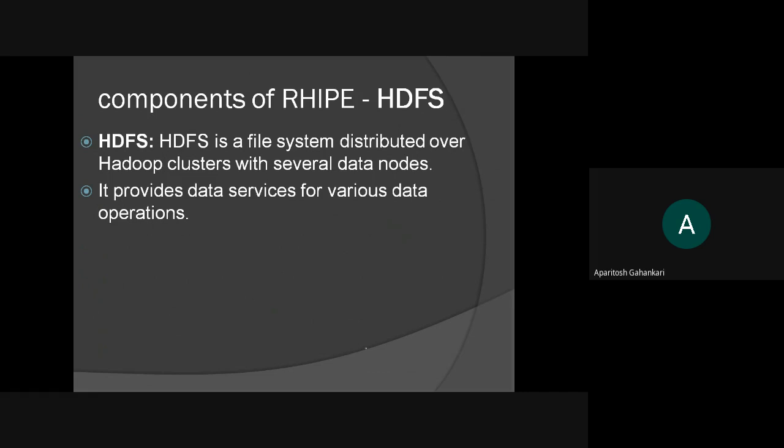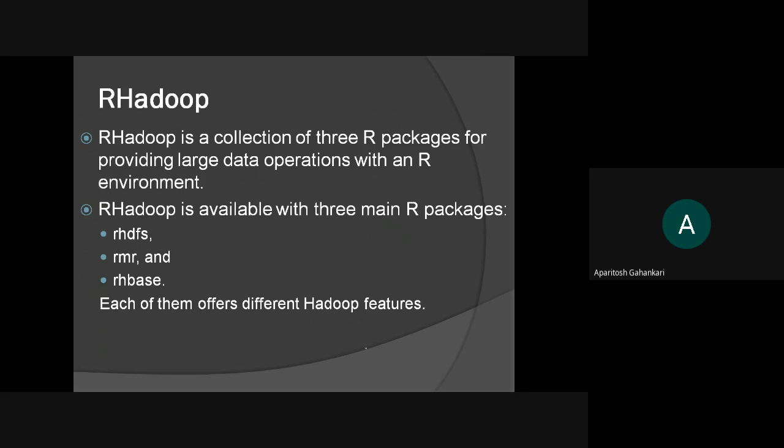So the next is your HDFS. It is the file system distributed over the Hadoop cluster with several data nodes, and it provides the data services for various data operations. Okay, then next is your R-Hadoop. This is another way to deal with this. Again there are three packages: RHDFS, RMR, and RHbase. Just now we have seen, and each of them offers a different Hadoop feature. So what are they?